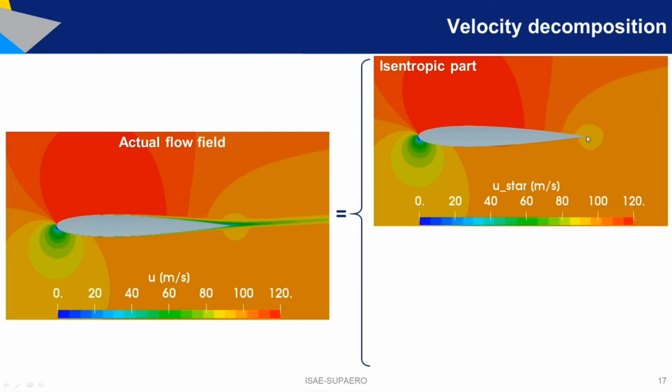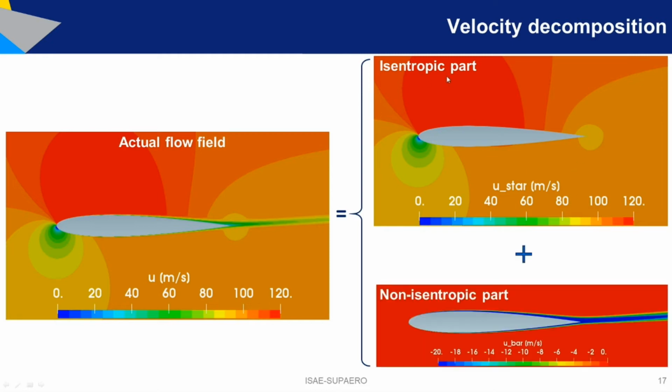Where are the effects of the viscosity? In the other component. This component is the isentropic part, the other component is the non-isentropic part. As you can see, this time, the non-isentropic part will only contain the effect of the boundary layer and the wake. And outside, it will be 0 everywhere. Red is 0 here, so we can see that the field is actually 0 outside and negative inside the boundary layer and the wake. It is negative because it is related to the velocity deficit, to the loss of momentum across the boundary layer or across the wake.